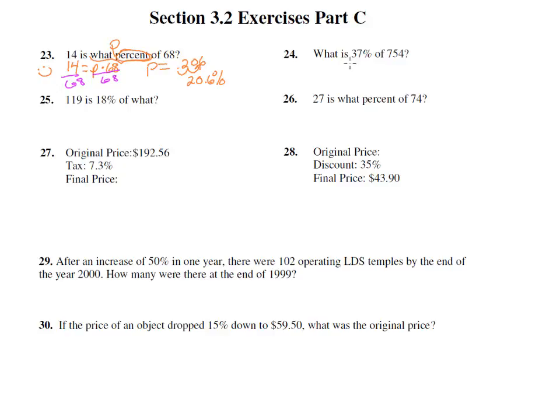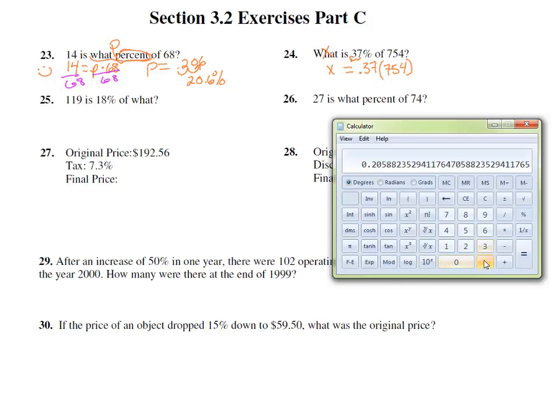Number 24. What? We don't know what that is. Let's put an X there. Is, so X is 37%, which is 0.37. We move that decimal place 2 places, so we get 0.37. Of means times 754. Do we need to do anything to solve for X? No, X is already by itself, so we just multiply these two numbers. There is no algebra necessary.